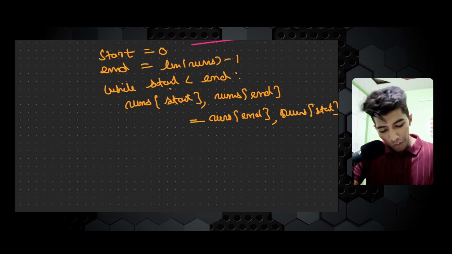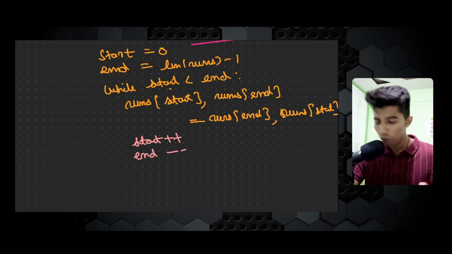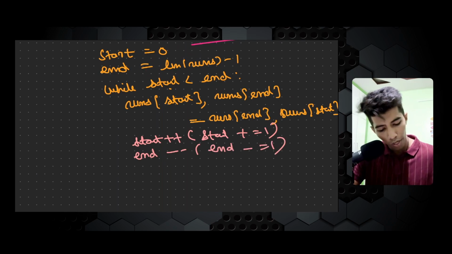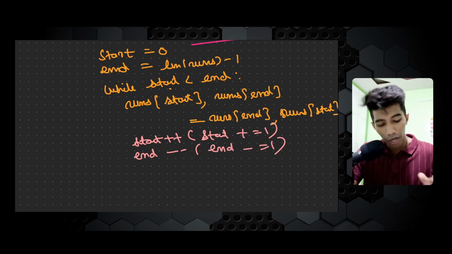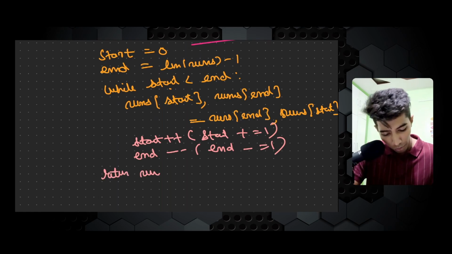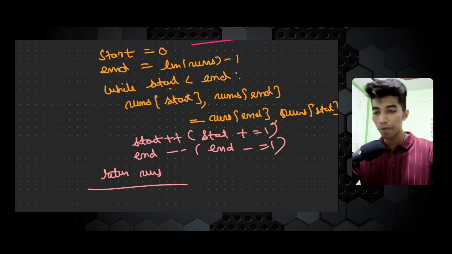After this, I have to increment the start pointer and decrement the end pointer. In Python it's very simple: you can write start plus equal to 1 and end minus equal to 1. And after doing this, you can just return your array again, which is nums. So like this it will solve your problem. It's very easy. Let's do the implementation of it.